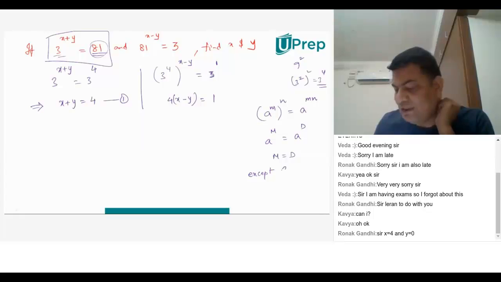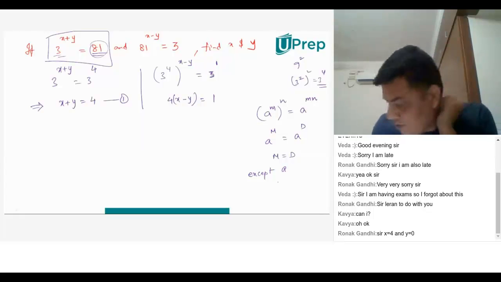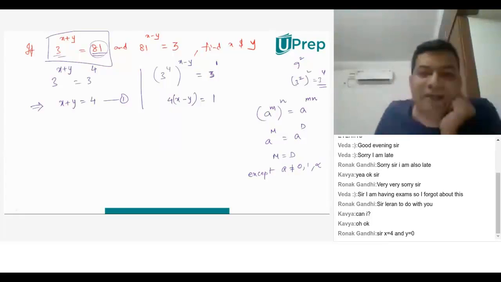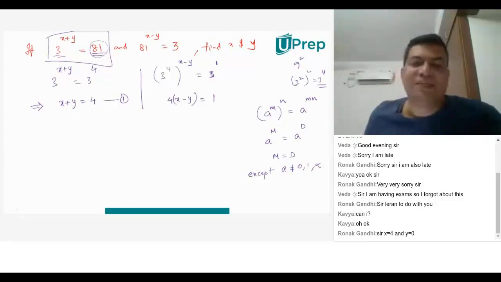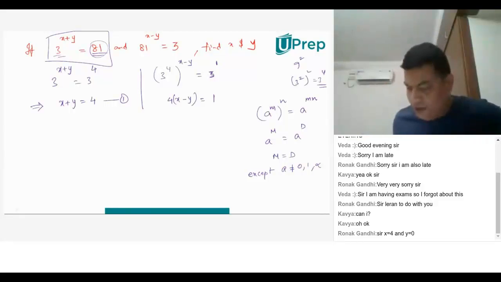Except when a is? Except a is 0, 1 or infinity. Very good. a is not equal to 0, 1 or infinity. Brilliant. When students recollect the concepts well and tell me back, I love it. Wonderful, wonderful, Ronak. Go ahead.